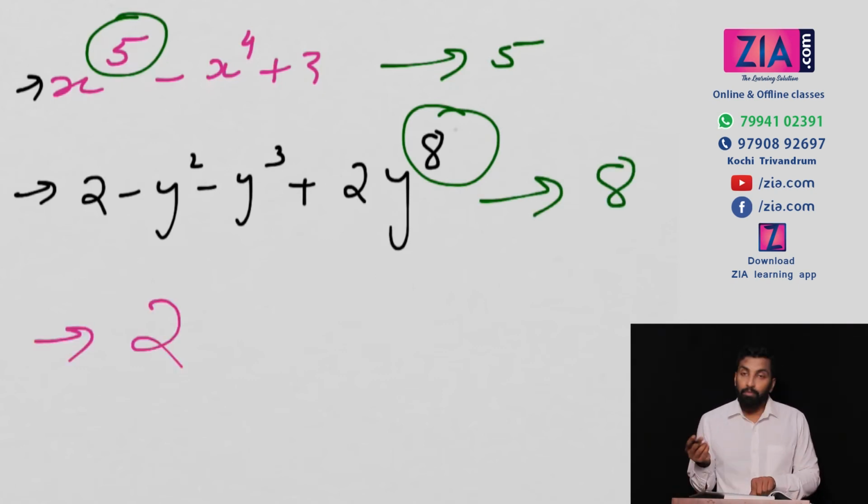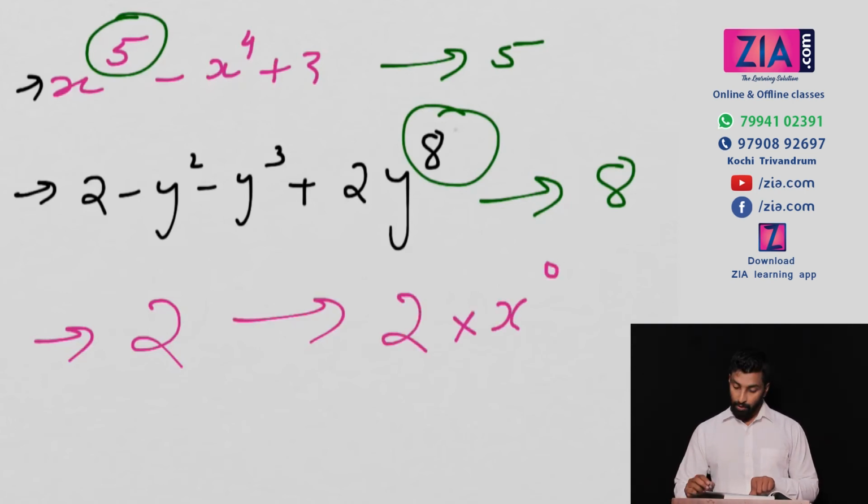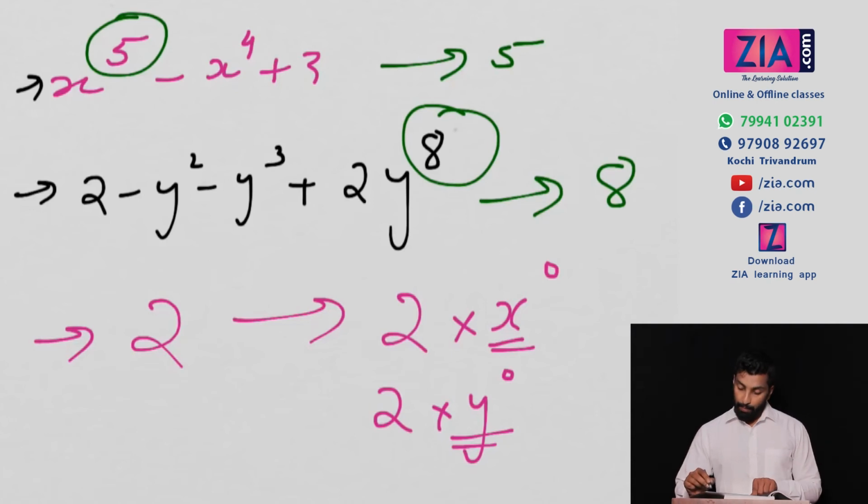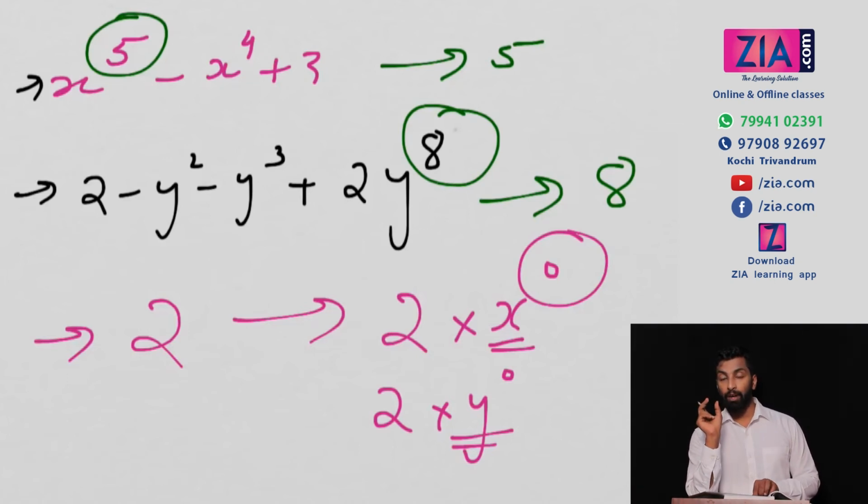Now what about just 2? If I am giving you 2, you can write it as 2 into x raised to 0. So basically you have a variable x. If you want, you can write it as 2 into y raised to 0 also, keeping y as the variable. But what is the power? Power is 0. So what is the degree? Degree is 0. So in case of a constant polynomial, you have degree 0. The degree of a non-zero constant polynomial is always 0. For 7, the degree is 0 because it is 7 x raised to 0.